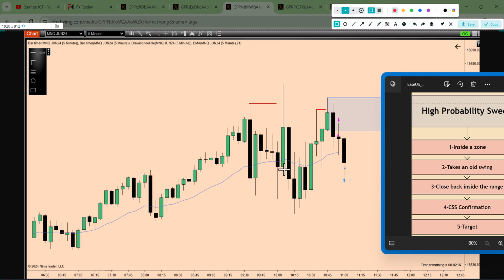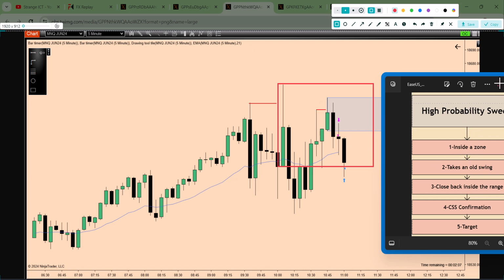So now this right here will become the zone. This is a zone, right? I hope you are following with me. This is a CSS zone, right? A 5-minute CSS zone. Price traded back to it, created this swing, and then started trading lower, right? And then one more time trading above this swing, sweeping this high, and closed back inside the range.